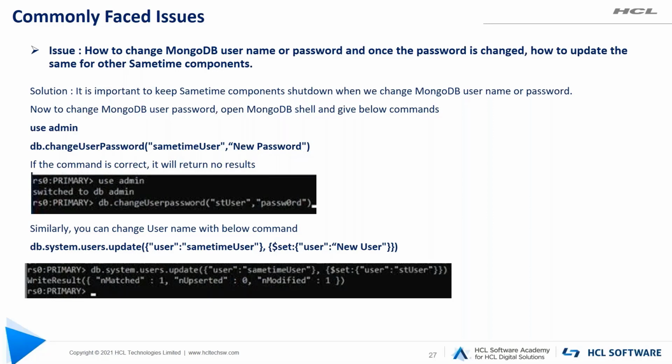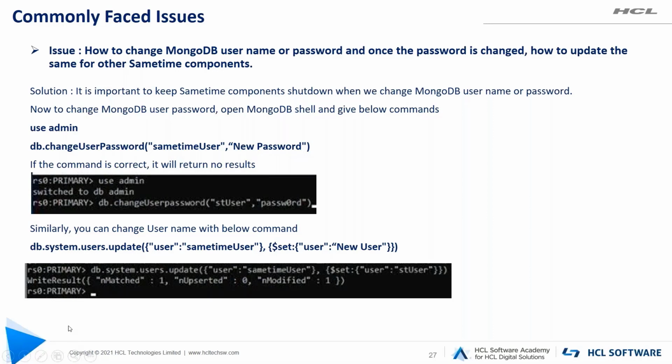Similarly, you can change the username with this command: db.system.users.update, user equal to current username, and $set user equal to new username. In the first section, it is the current username, and the next section will be the new username you want to set. Make sure to use quotes, commas, and brackets very carefully in this command, because there are so many brackets, commas, and quotes. Unless the command is correct, it will keep giving you the error message.